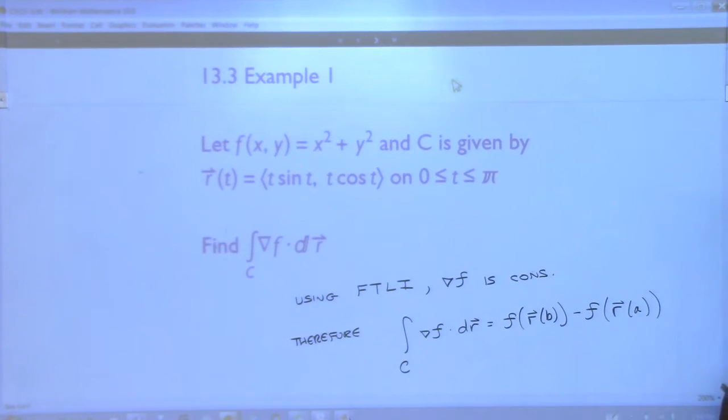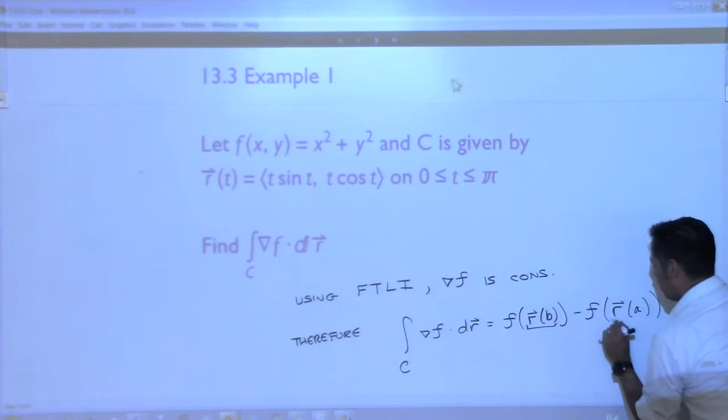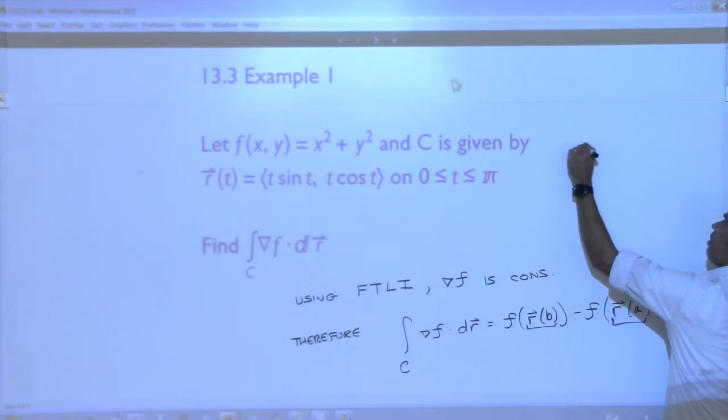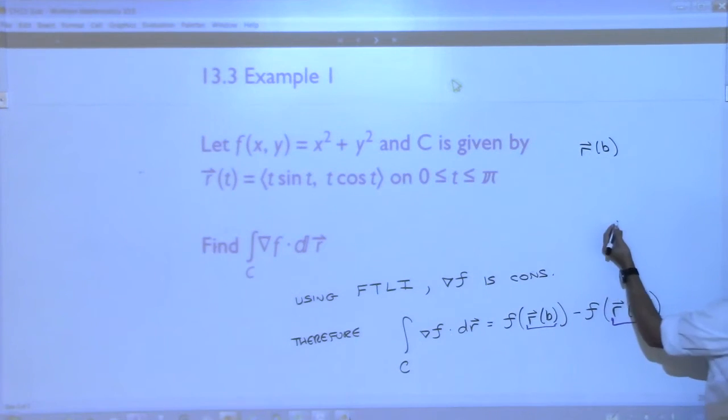So all I really need to do right now is figure out what the 2 points are. So what is r of b? What is r of a? Let's figure those out, okay? So let's get that. What's r of b for us? Well, what's b?